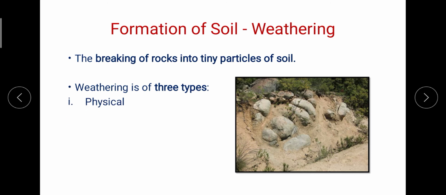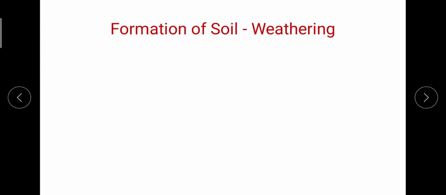Out of which the first one is the physical process, then we have the chemical process, and then we have the biological process. So let's get into all three categories in detail. The first one is the physical process of weathering.